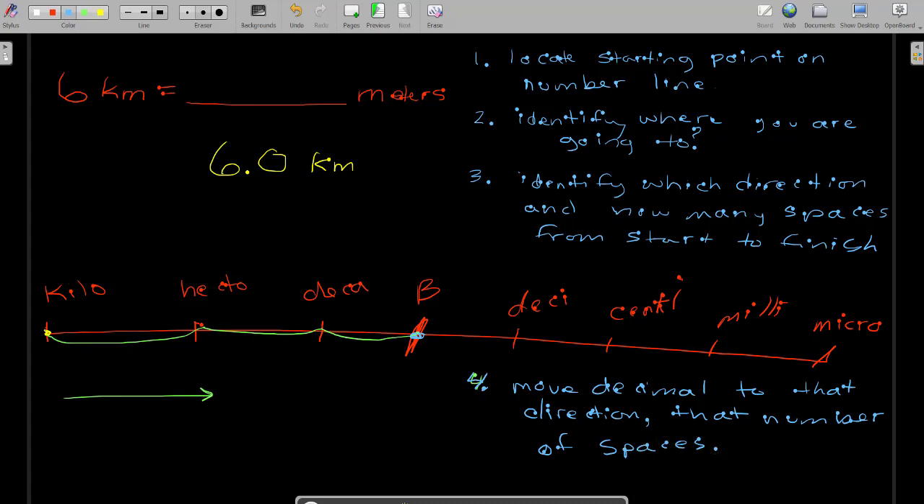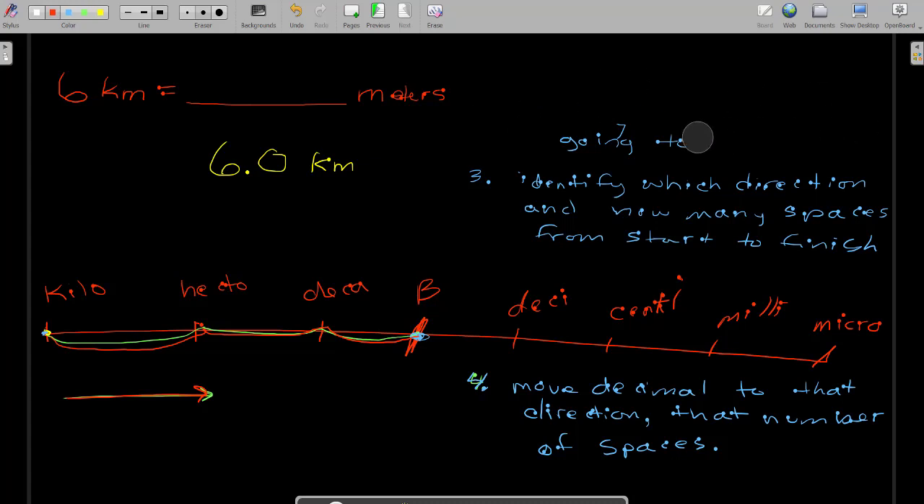Okay, so step 1, locate your starting point on the number line. Step 2, locate where you're going. Step 3, identify which direction and how many spaces, so to the right, 1, 2, 3 spaces. And 4 is move your decimal in that direction, that number of spaces. So we will do that.